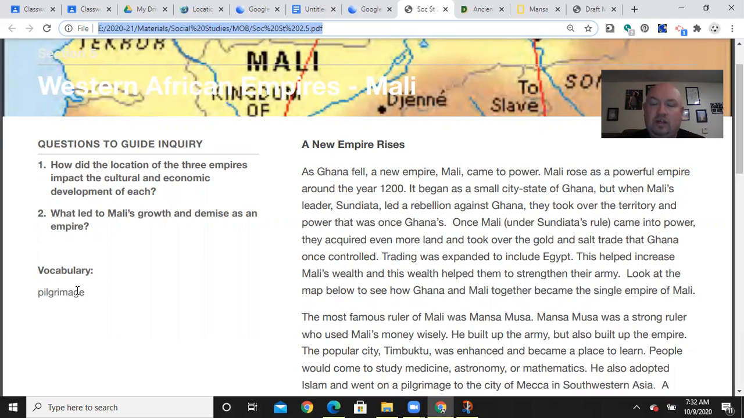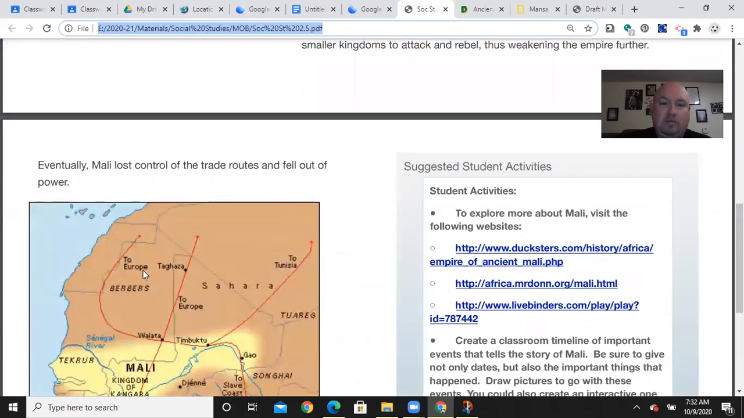Once Mali, under Sundiata's rule, came into power, they acquired even more land and took over the gold and salt trade that Ghana once controlled. Trading was expanded to include Egypt. This helped increase Mali's wealth, and this wealth helped them strengthen their army. Look at the map below to see how Ghana and Mali together became the single empire of Mali. Let's go ahead and do that on the map.